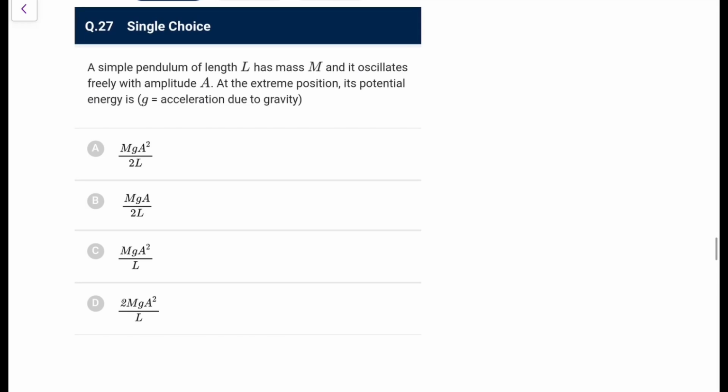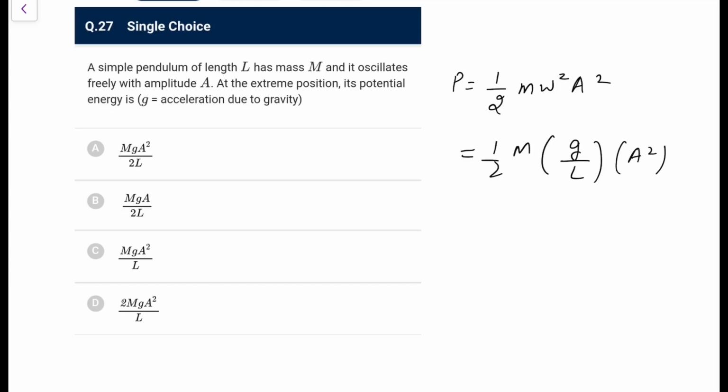A simple pendulum of length L and mass m oscillates freely with amplitude a. At the extreme position, its potential energy is going to be? We can say that is the total energy. Total energy is half m omega square a square of oscillation. Omega is root of g by L, so omega square is g by L, and a square is a square. So it is mg a square by 2L. Go for option A here.